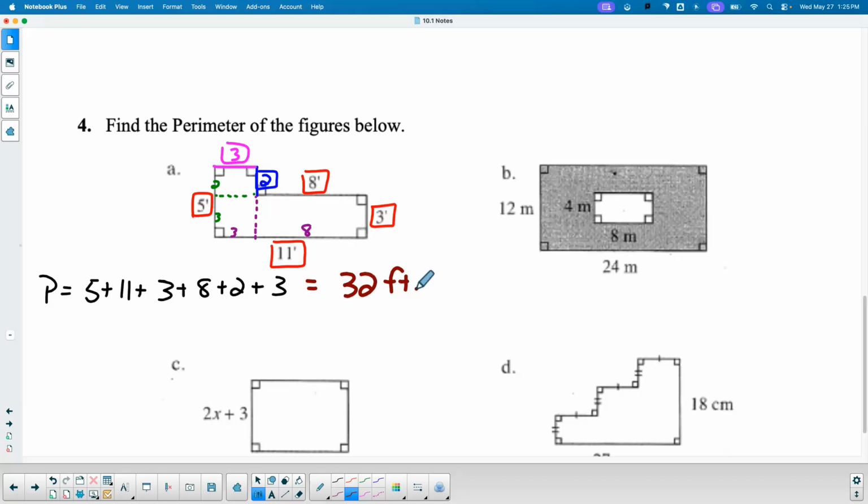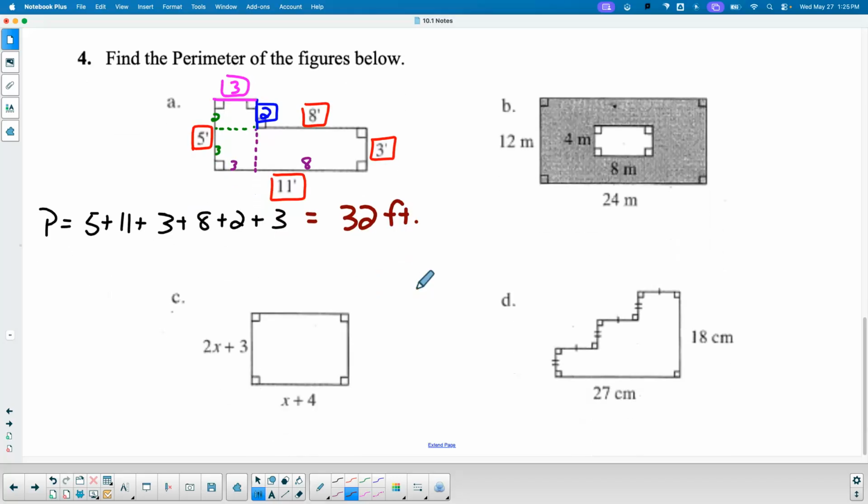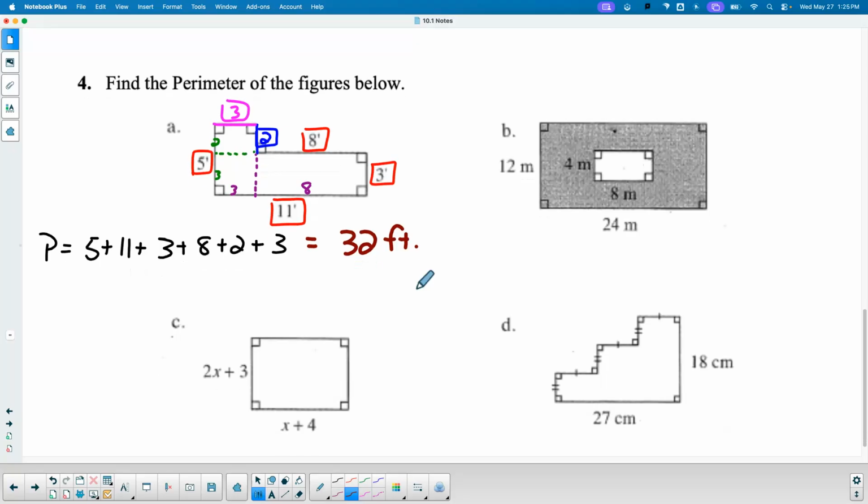Find me now at your tables the perimeter of the other. Do we have all 6 or just 4? Of the other 4. Go for it. Or the other 3. There's only 4 there.